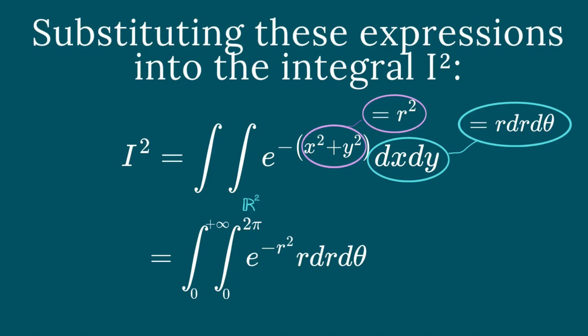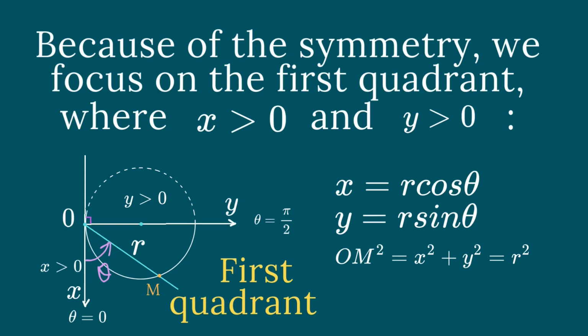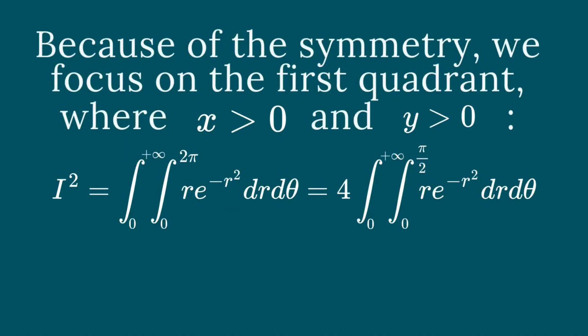Next, notice that the function e to the power of minus x squared minus y squared is even in both x and y. This means its graph is symmetric about both axes. Because of this symmetry, we can focus on the first quadrant, where x and y are positive, and multiply the integral by 4. This simplifies our expression to I squared equals 4 times the integral from 0 to pi over 2 of the integral from 0 to infinity of e to the power of minus r squared r dr d theta.